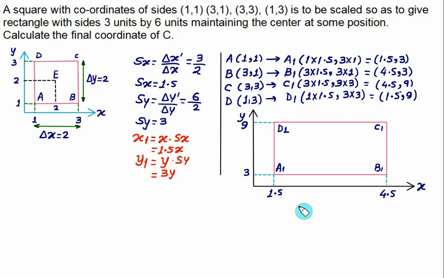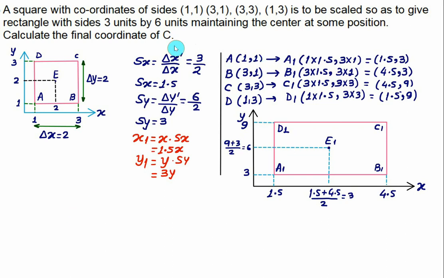What we want here is that we have done the scaling, but the position of the center has been changed. Originally we have the center E as 2, 2. Now the center becomes E1. And this center is 1.5 plus 4.5 divided by 2, that is 6 divided by 2, equal to 3 units. And we have 9 plus 3 divided by 2, 12 by 2 is equal to 6. We want to shift this E1 to the original position, that is 2, 2. That can be done by translation.